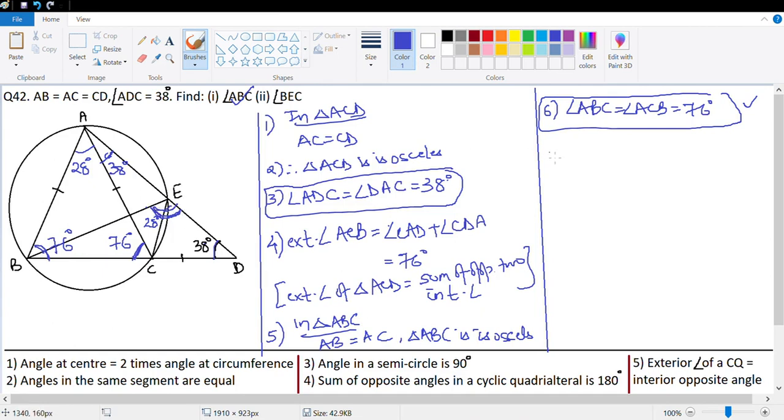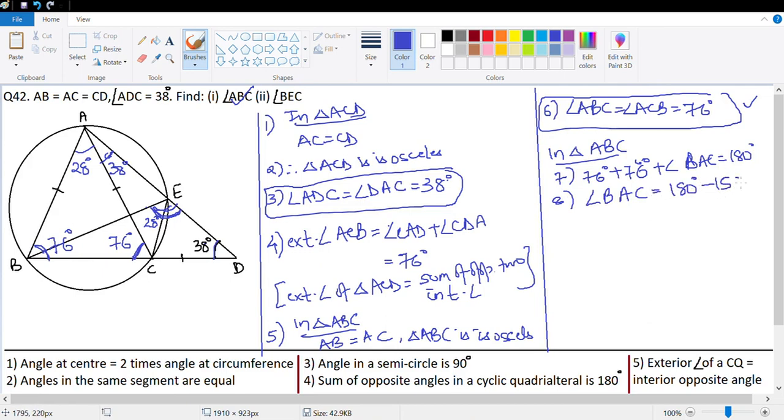Okay, so in triangle ABC, 76 degrees plus 76 degrees plus angle BAC is equal to 180 degrees, which means angle BAC would be equal to 180 degrees minus 152 degrees, which is equal to 28 degrees. Next, angle BAC would be equal to angle BEC, which is equal to 28 degrees. Reason: angle in same segment.